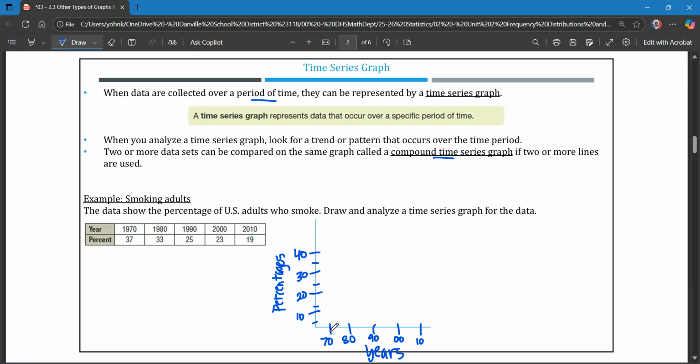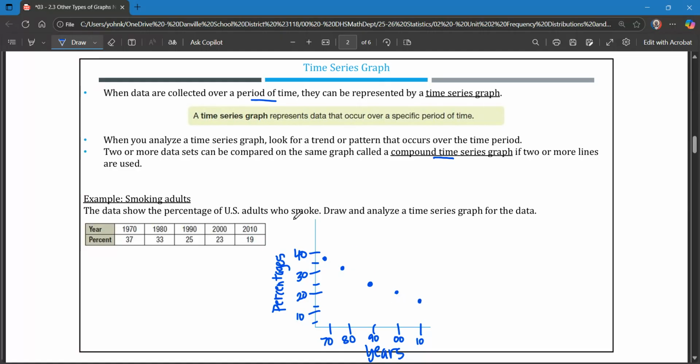Okay, so my first dot is at 1970 and 37. Then 1980 and 33. Oh, that's not 37, my bad. That's only 27. 37 is going to go up. Here we go, 37. And then 1980 is 33. And then 1990 is 25. And then 2000 is 23. And then 2010 is 19.